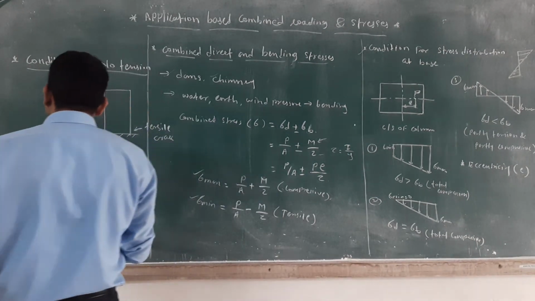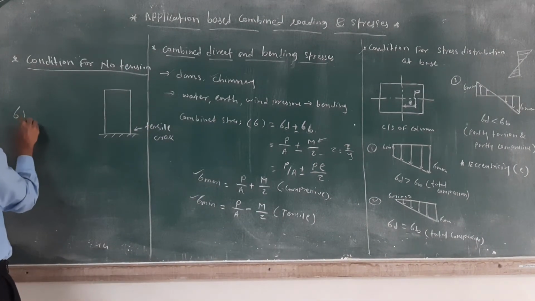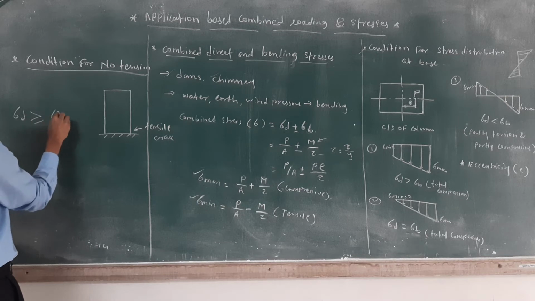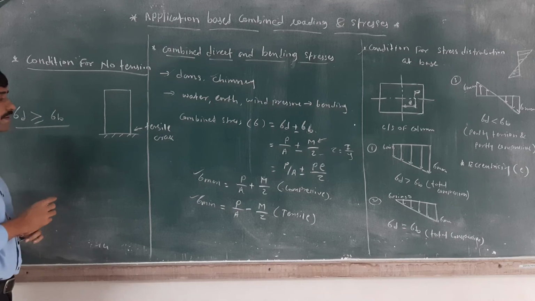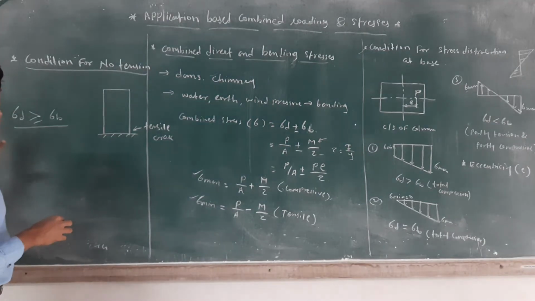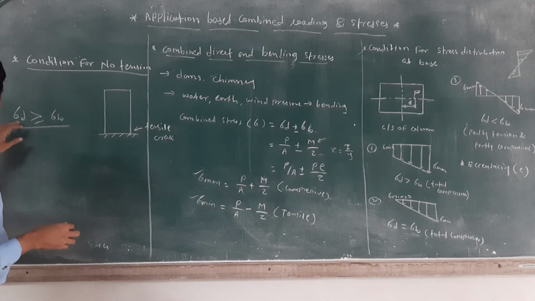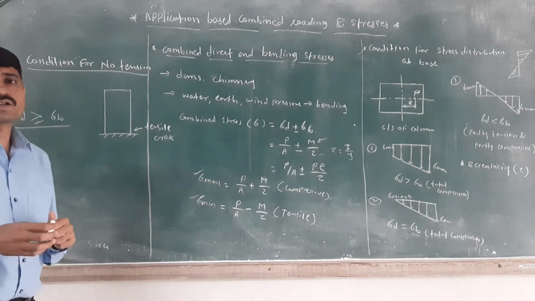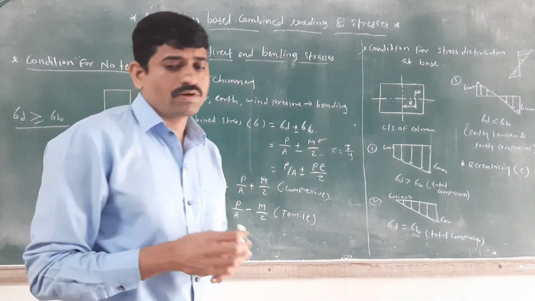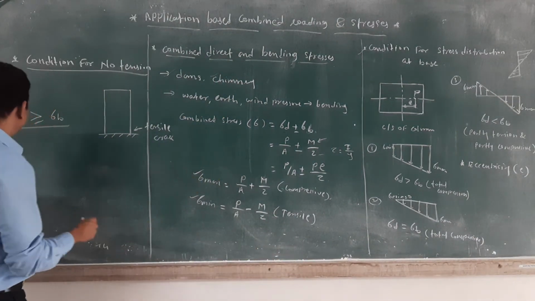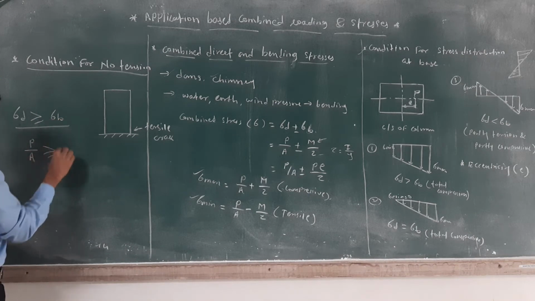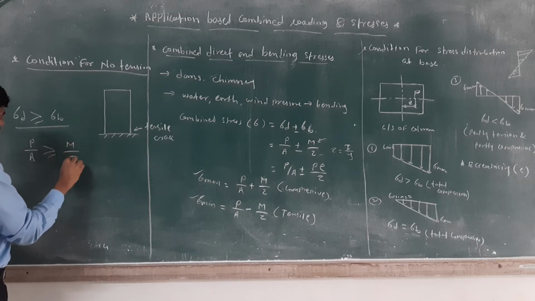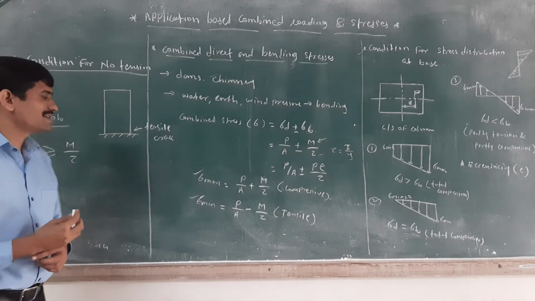The direct stress is always greater than or equal to the bending stress. This is the no tension condition. You should remember that condition. This is very important. The direct stress is always greater than or equal to the bending stress. We know the direct stress: sigma D is equal to P by A, which is greater than or equal to sigma B, which is M by Z.